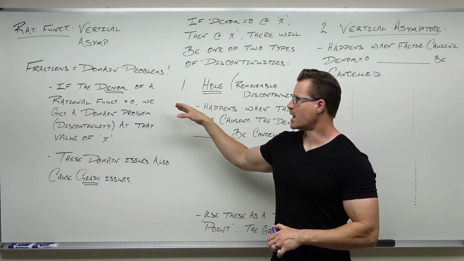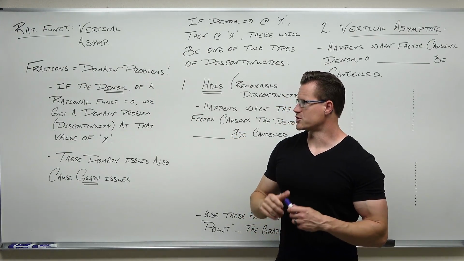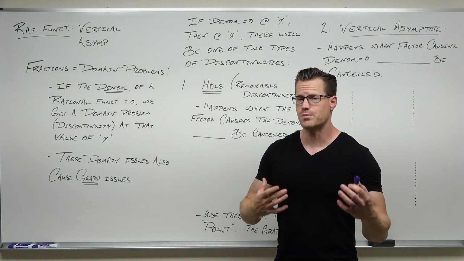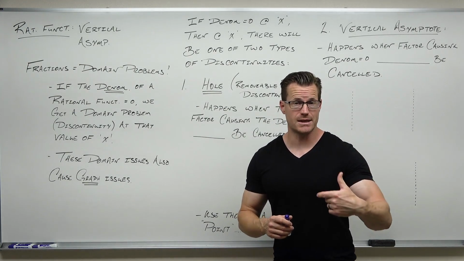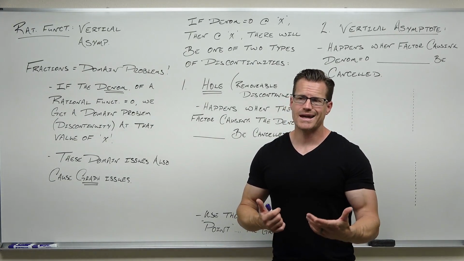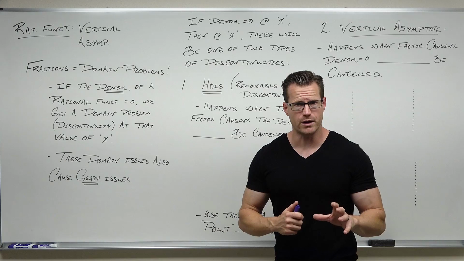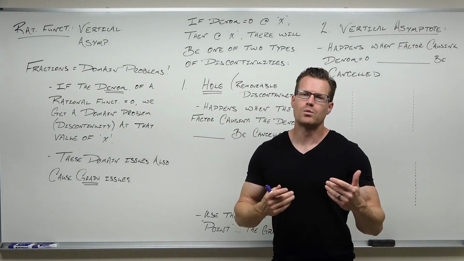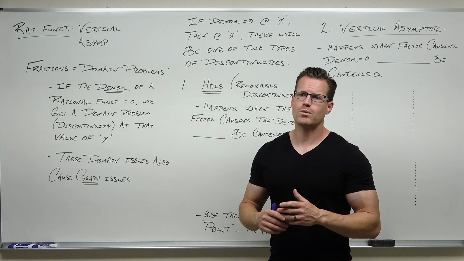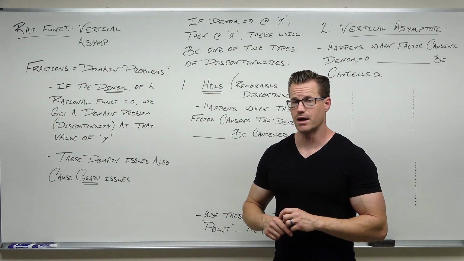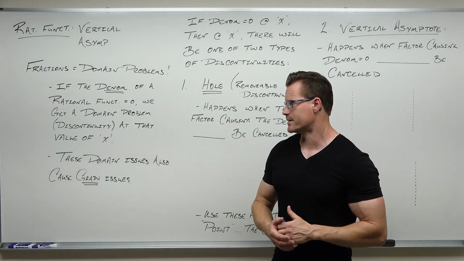So if the denominator of a rational function equals 0, we do get a domain problem, a discontinuity, at that value of x, the x that makes that denominator 0. It has very little to do with the numerator. So what do you use the numerator for? Really, x-intercepts. The numerator will give you x-intercepts, and it will also tell you whether your denominator is a hole or a vertical asymptote. So we'll be comparing that.